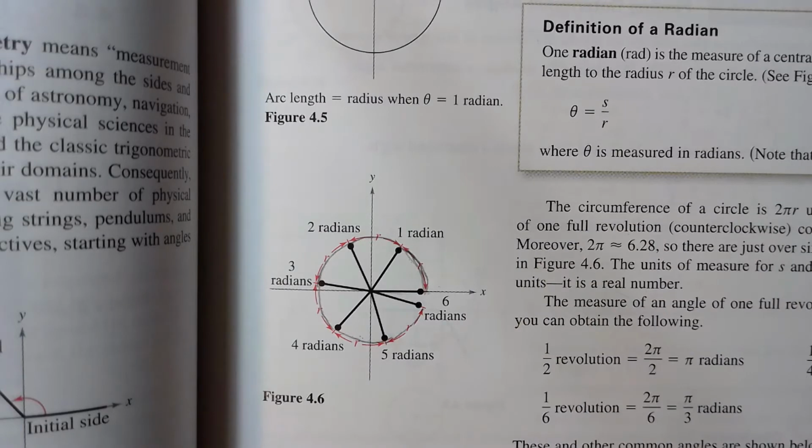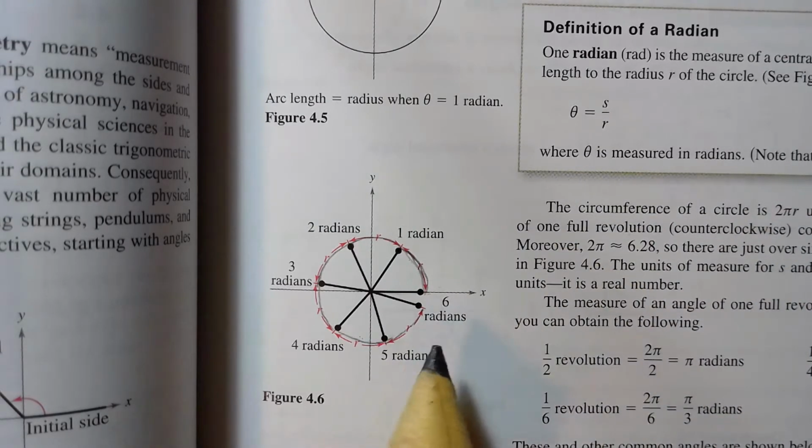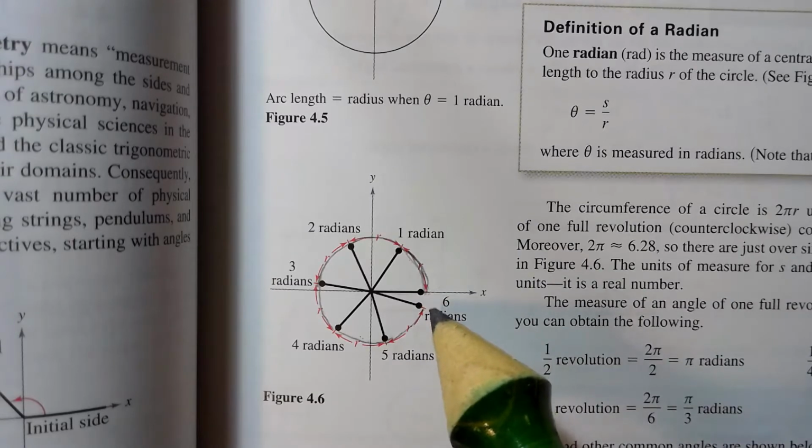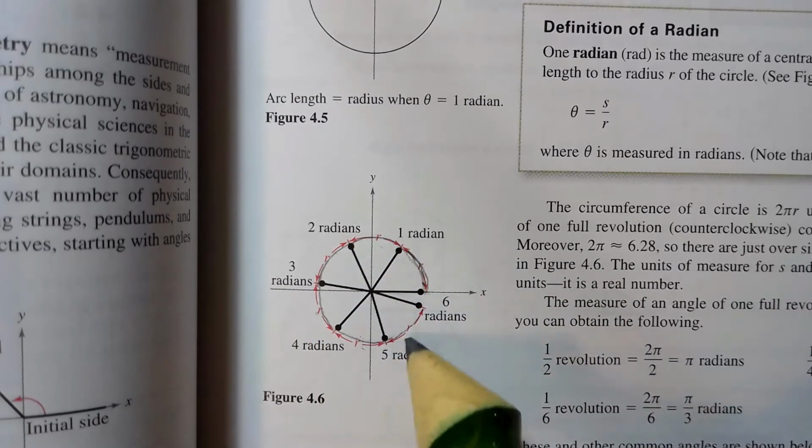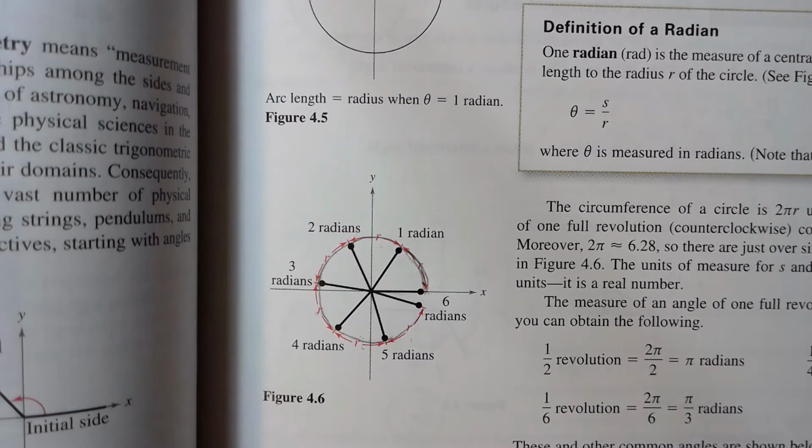So every circle here has a little bit more than 6 radians around it, okay? And in fact, it's about 6.28 radians, all right? So anyway, keep that in mind, and you're going to learn how to convert between degrees and radians, and so forth, okay?